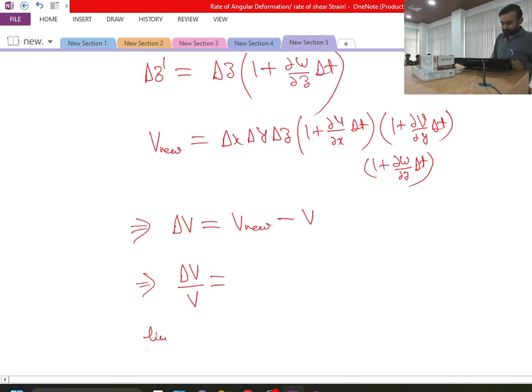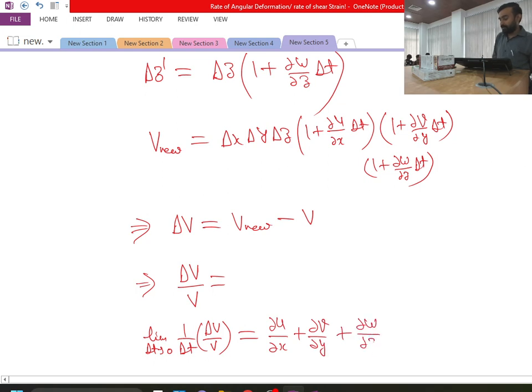And ultimately if I calculate the limit delta t approaches 0 of 1 by delta t of delta V by V, then it comes out to be, I am not doing it over here, this is just the algebraic manipulations of these equations. So finally you will be getting del u by del x plus del v by del y plus del w by del z.